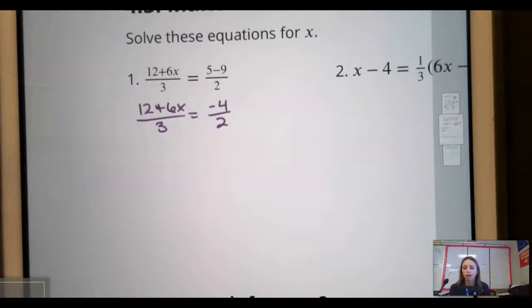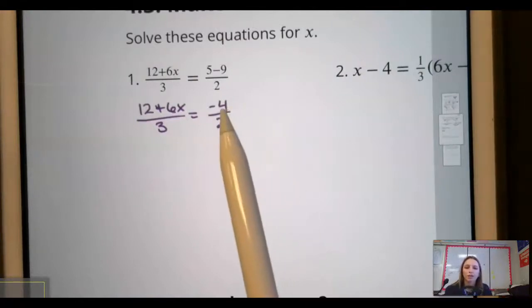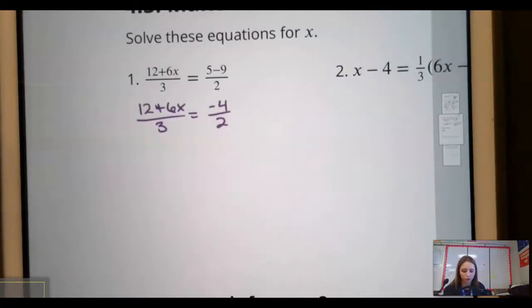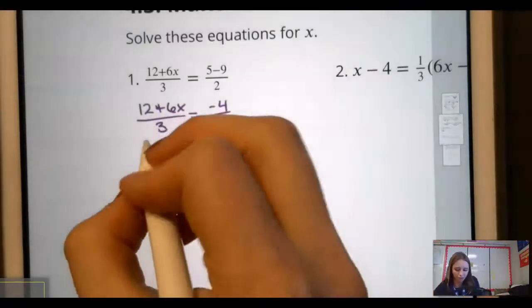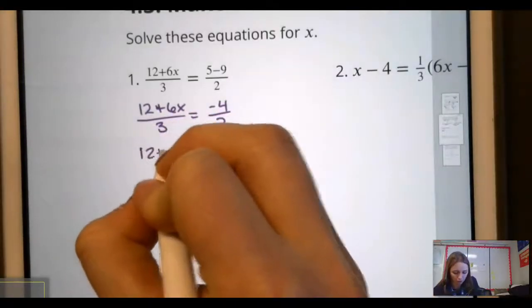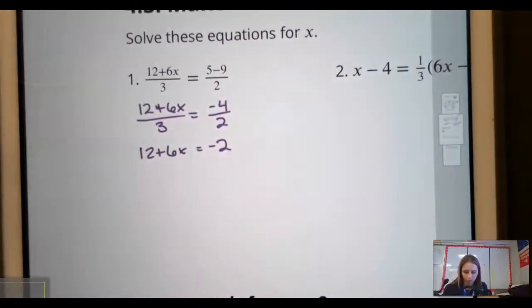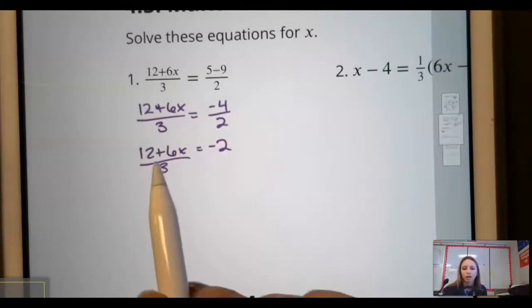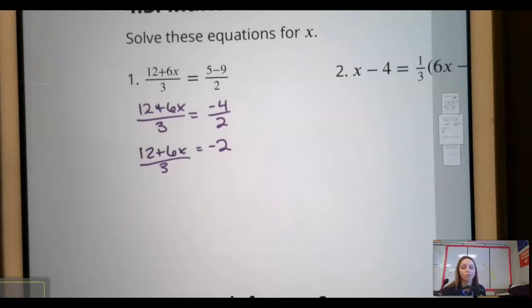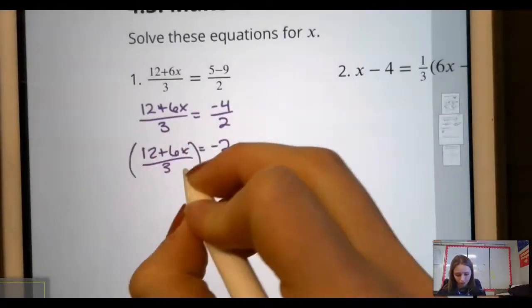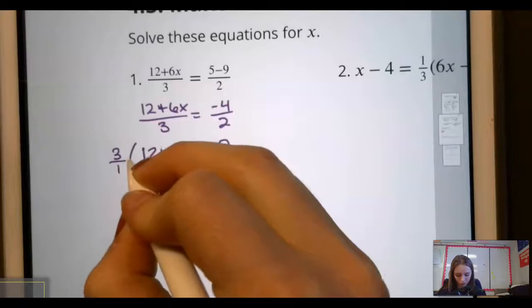Alright, it's starting to look not as bad now. Okay, so negative 4 divided by 2 gives me a negative 2. So I now have (12 plus 6x) over 3 equals negative 2. Now if I have a fraction here and I want to get rid of that denominator, I need to multiply by the reciprocal. So I'm going to multiply by 3 over 1.